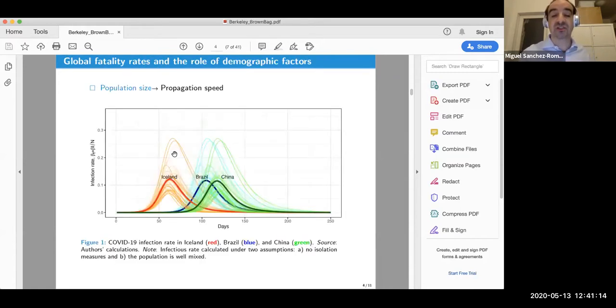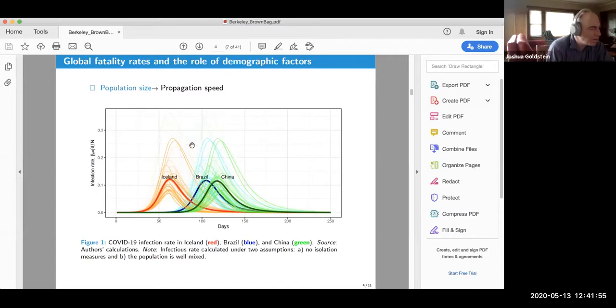In terms of the population size, what we are seeing in this figure is the probability of getting infected depending on the size of the population. We are contrasting the case of Iceland, a country with a very small population of around 350,000 individuals, slightly less according to the United Nations, compared to Brazil and China. What we can see is that in a small population, the probability of getting infected early on is much higher than in a larger population. So the population size mainly affects the propagation speed.